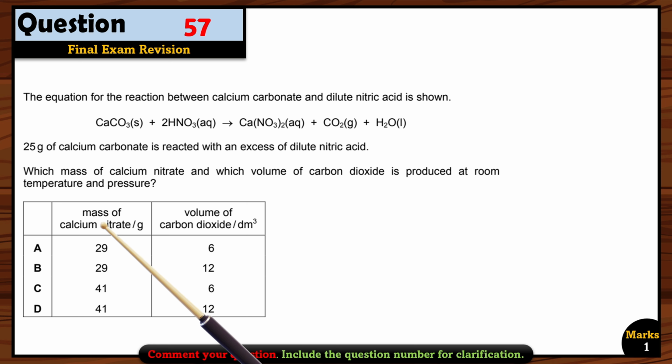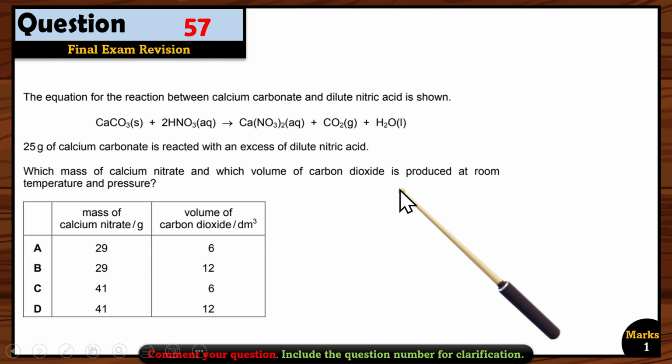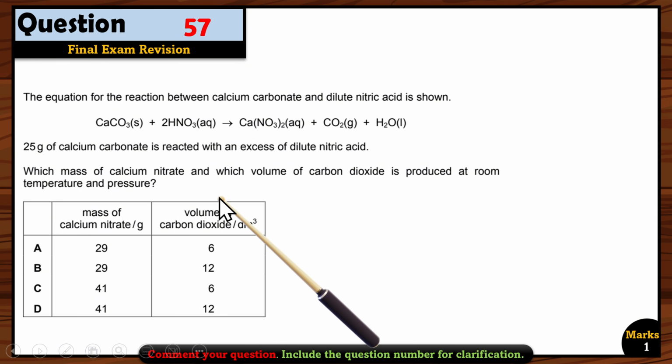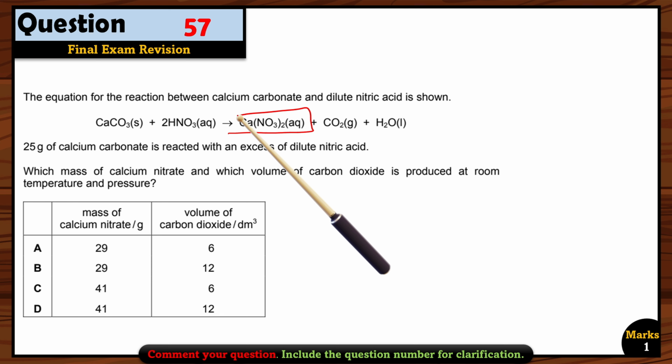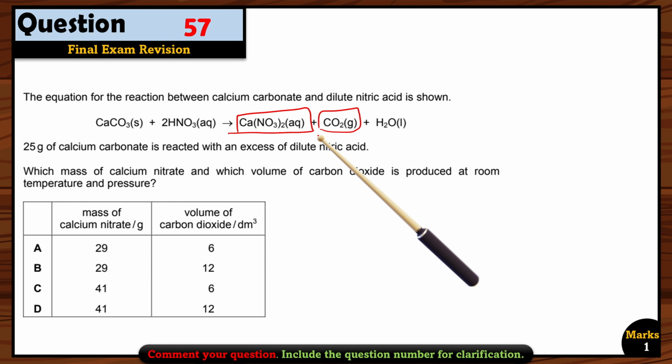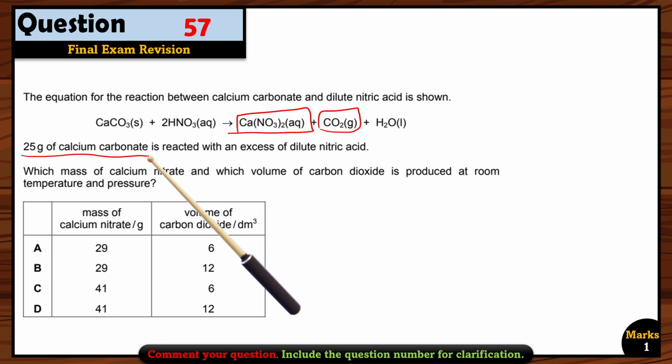Question 57, the equation for the reaction is shown here. 25 gram of calcium carbonate is reacted with an excess of dilute nitric acid. Which mass of calcium nitrate and which volume of carbon dioxide is produced at room temperature and pressure? So now we have to find the mass of the calcium nitrate. Where is our calcium nitrate? Yes, and we have to find the carbon dioxide volume. And which information is given? Only 25 gram of calcium carbonate, this one.